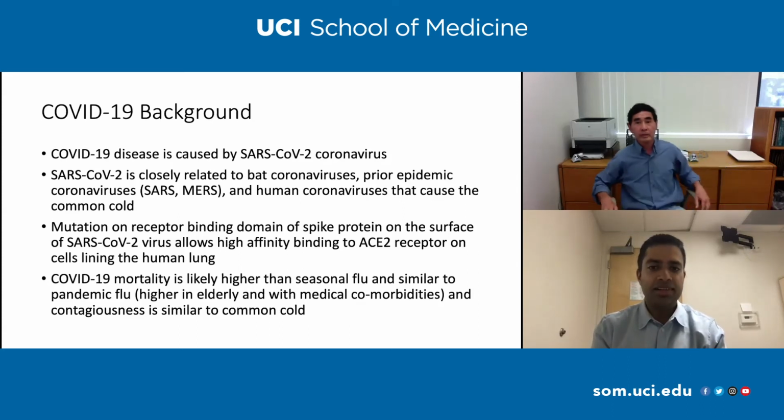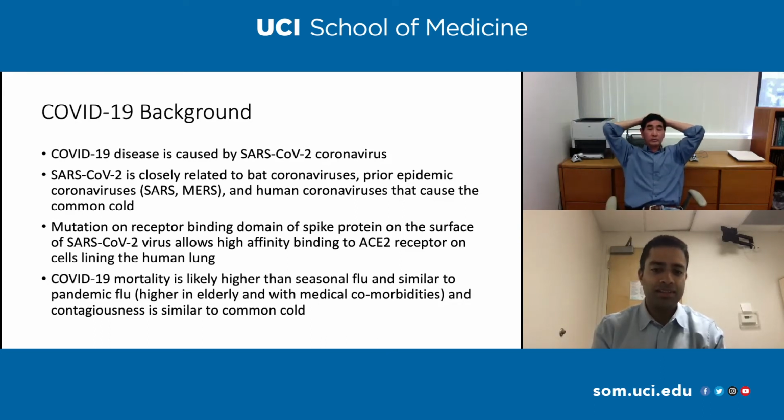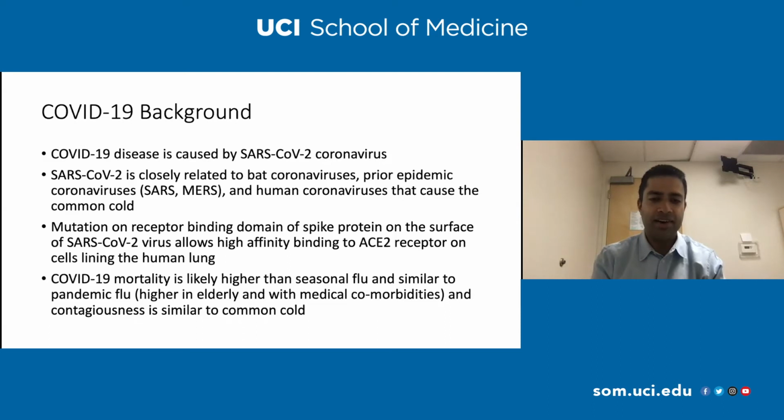It's also closely related to human coronaviruses that can cause the common cold. There are 4 main coronaviruses that cause the common cold. And the virus binds to a particular receptor on the lining of the cells of your lung. The reason the virus was able to jump from bats to humans is because there was a mutation in the bat coronavirus that allowed this protein on the coronavirus surface to bind to a receptor on the surface of your lung epithelial cells.